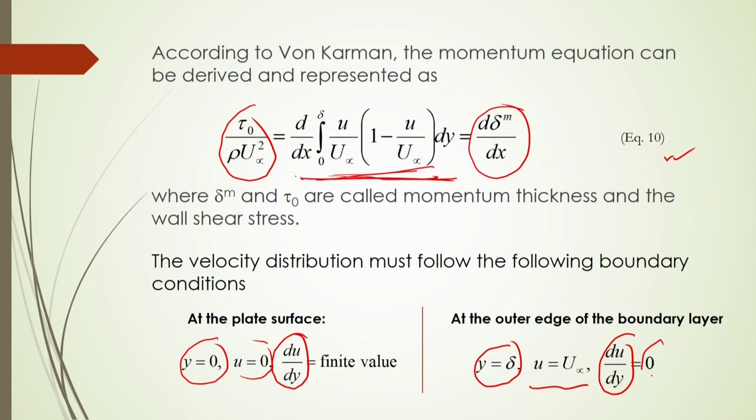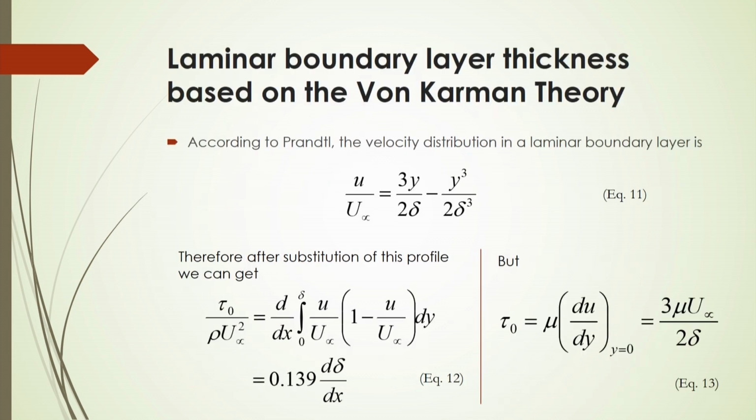So, it will be 0. At this boundary, we have two boundary conditions. At the surface where y is equal to 0, there will be a finite velocity gradient, and at the outer edge of the boundary layer there will be uniform velocity. So, there will be no gradient, that will be equal to 0 at the boundary layer thickness.